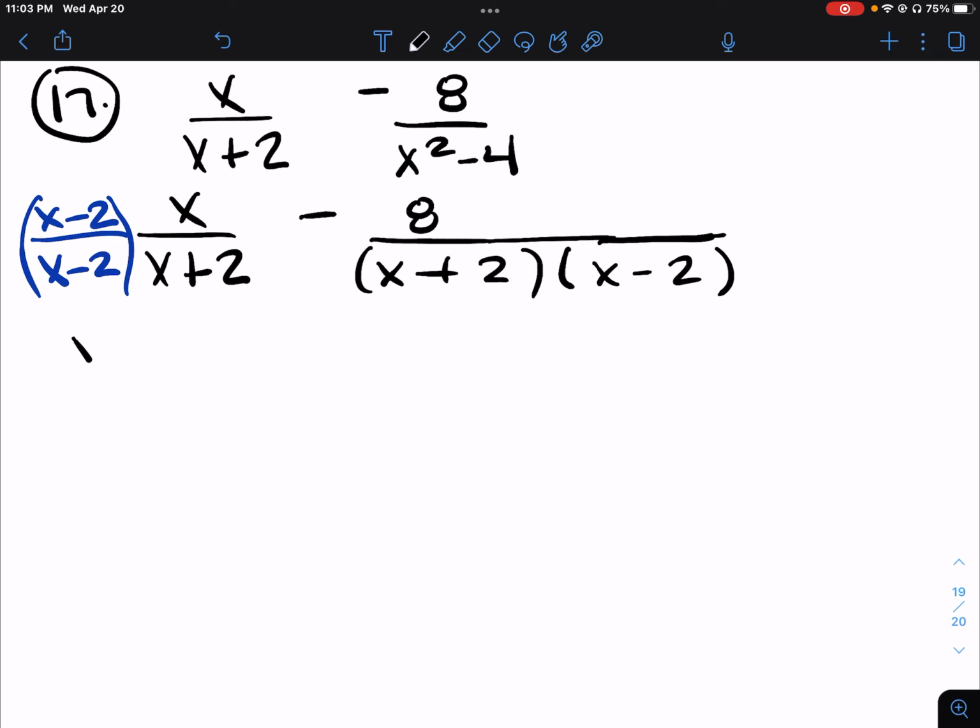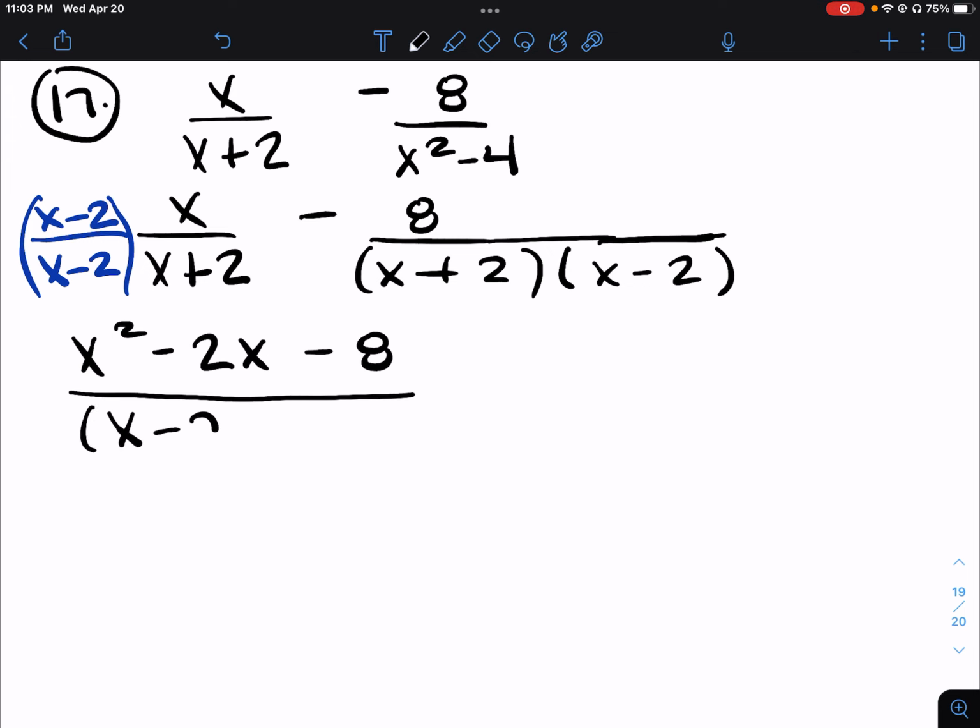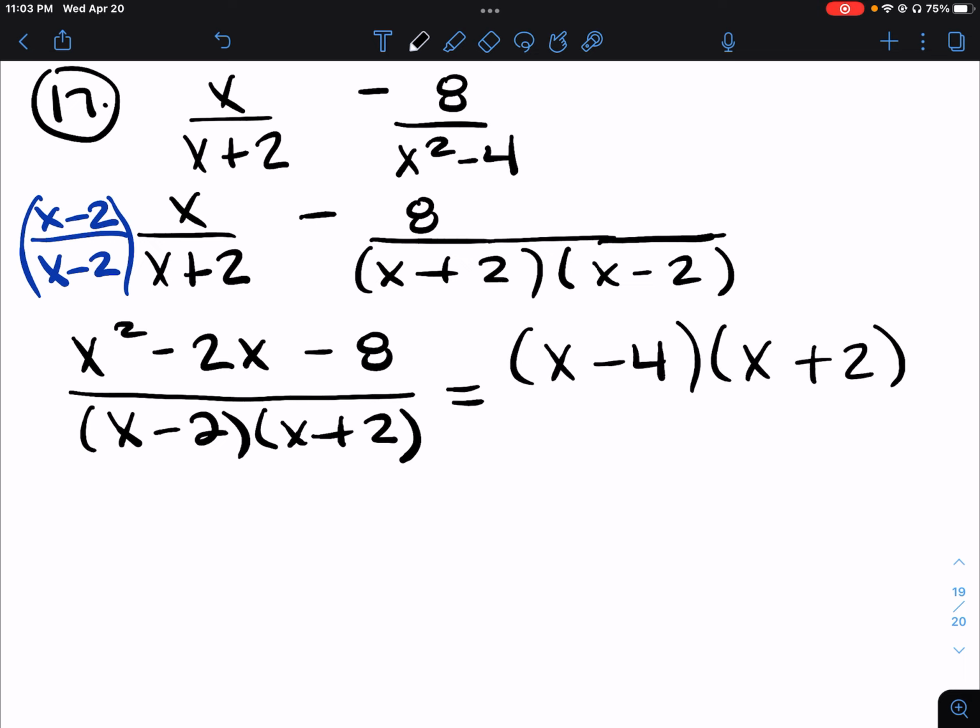So multiply the top. Now they all have the same denominator. X times x is x squared. X times minus 2 is minus 2x. But that top thing factors: negative 4 and positive 2.